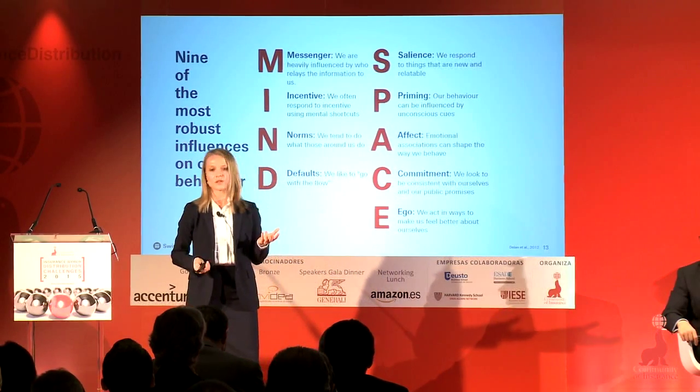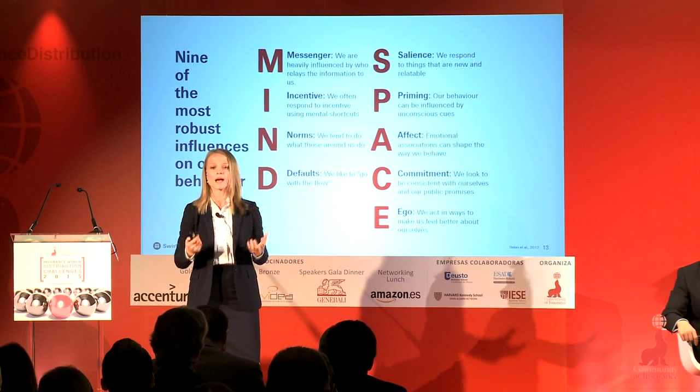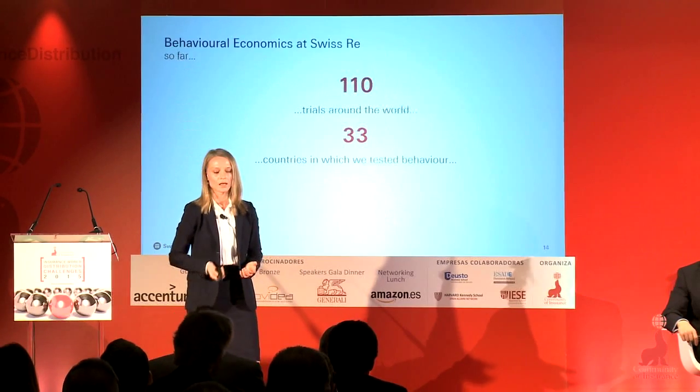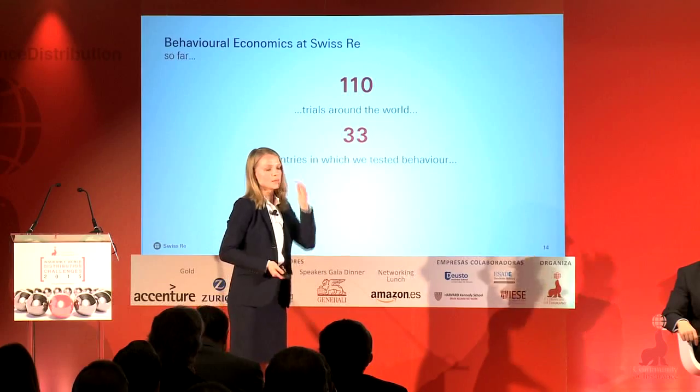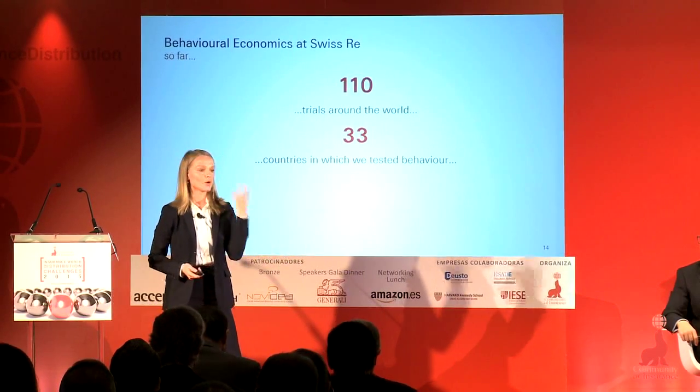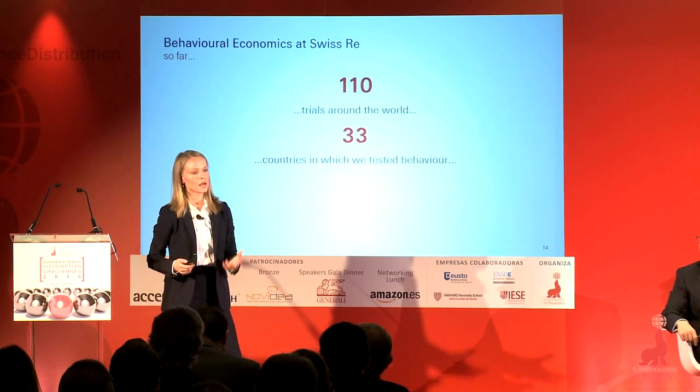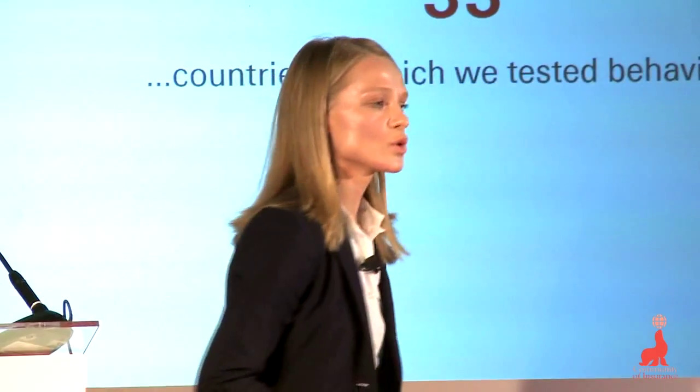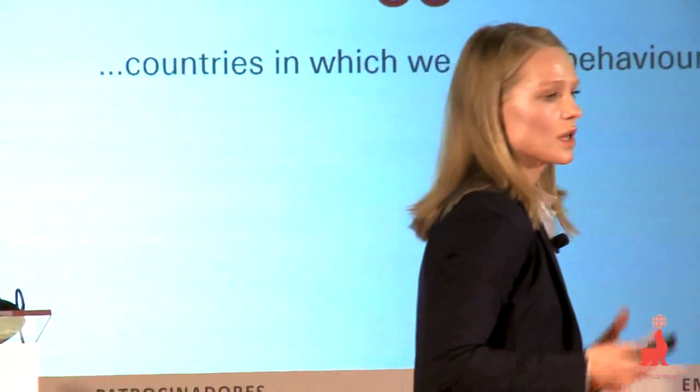Basically, this is the list of the 9 most robust mental biases that we know affect behavior. What we do at Swiss Re is say, okay, we know that people have all these mental shortcuts when they make choices. They're not very good at predicting their future. Context has a huge impact on what people end up doing. So how can we understand this behavior?